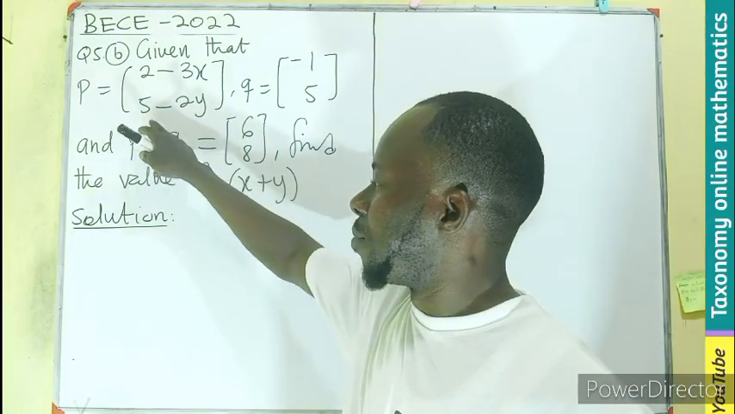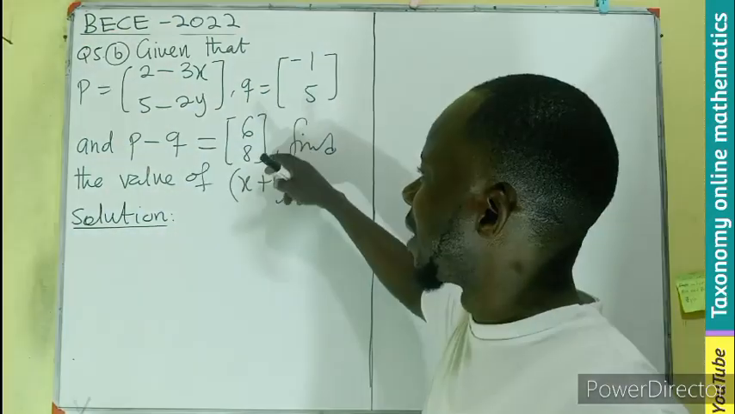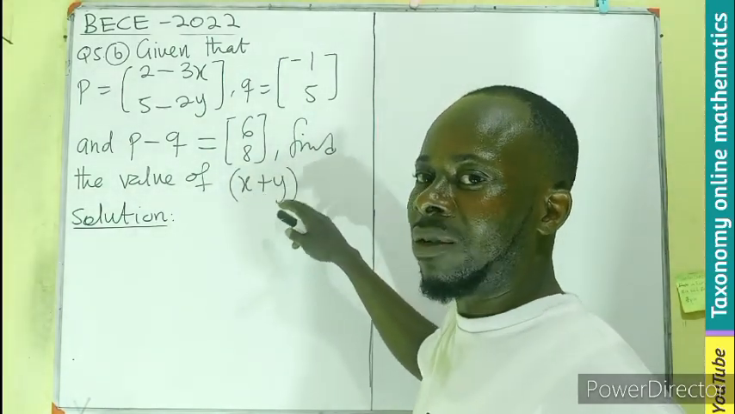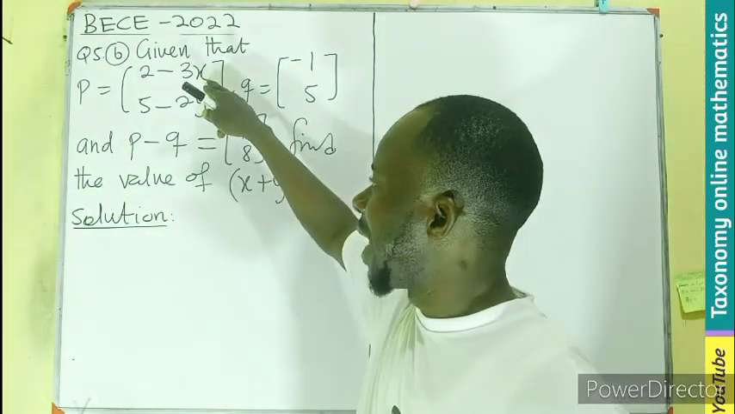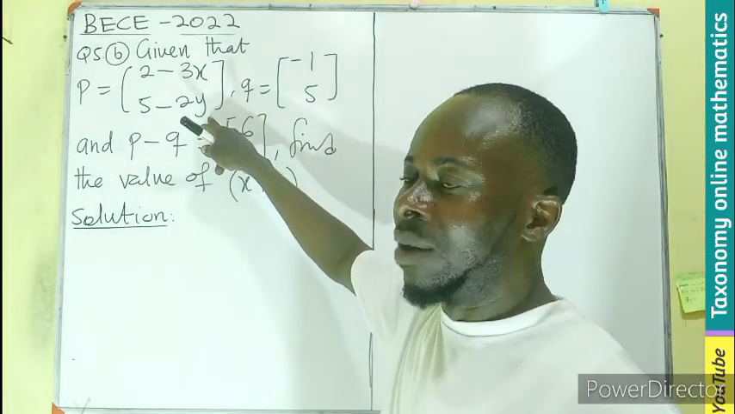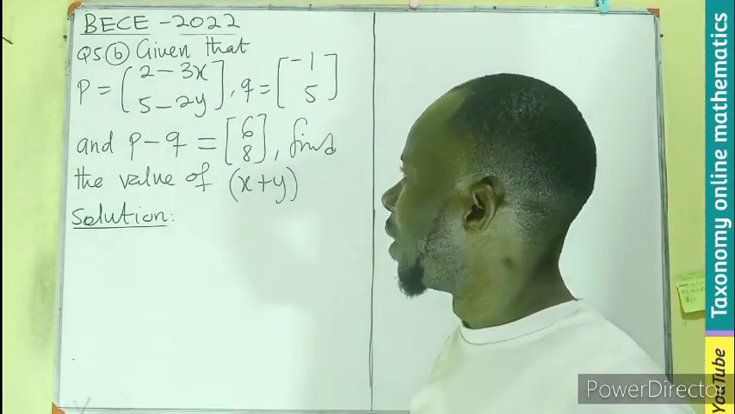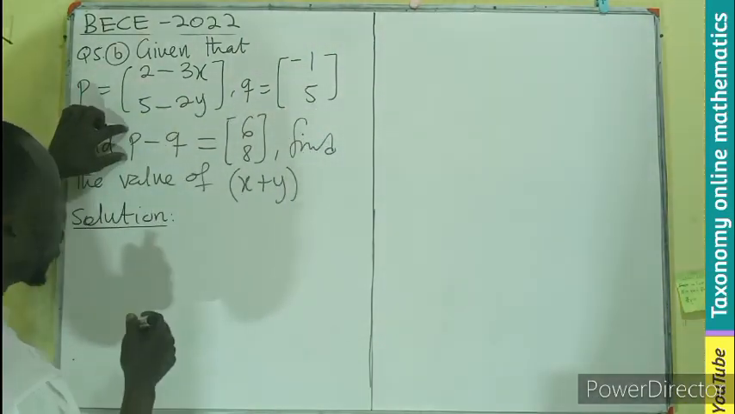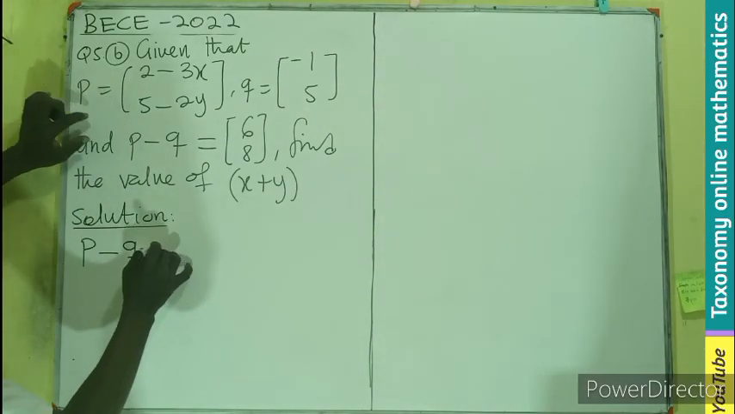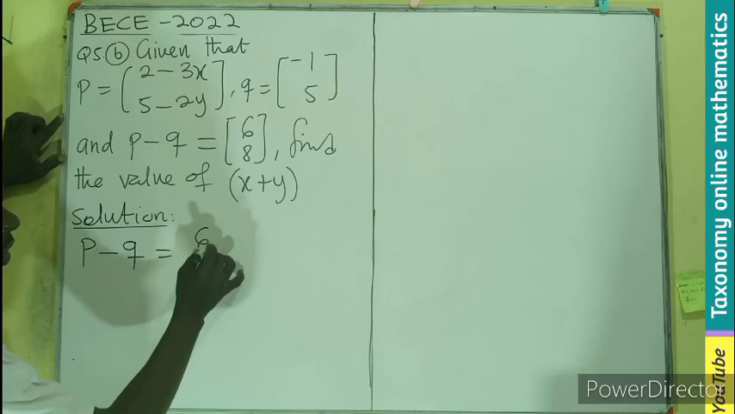And if P minus Q gives us a vector of 6, 8, we have to find the value of x plus y, meaning we need to know what the x is in P and what the y is still in P for both x and y coordinates. So let's begin with the equation here. P minus Q equals the vector 6, 8.